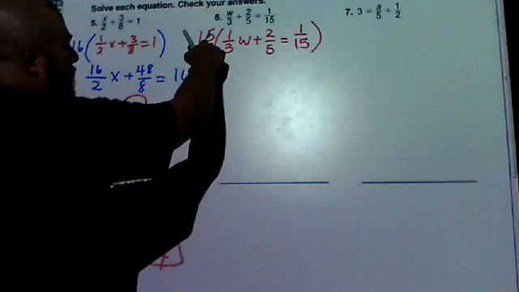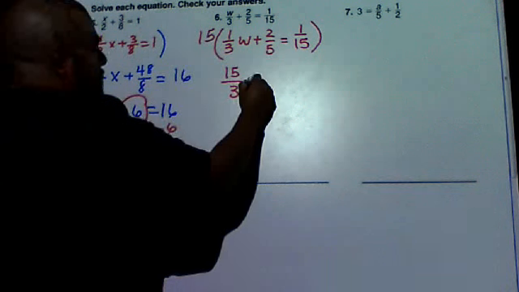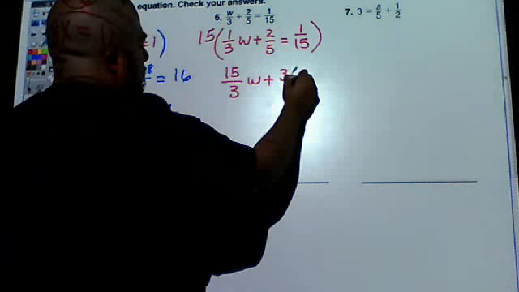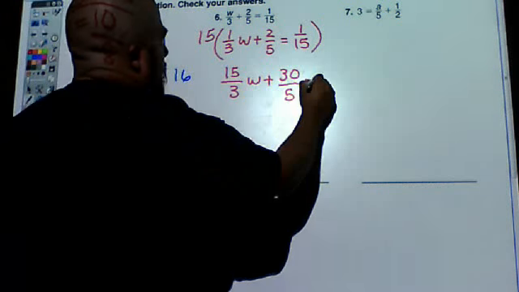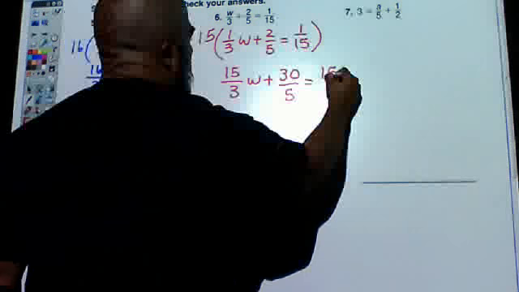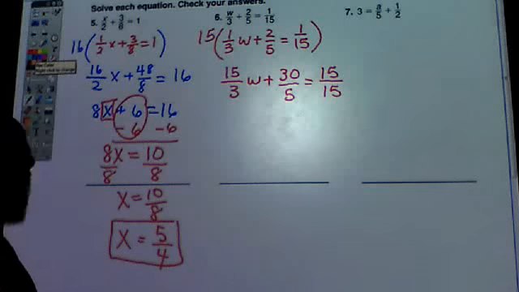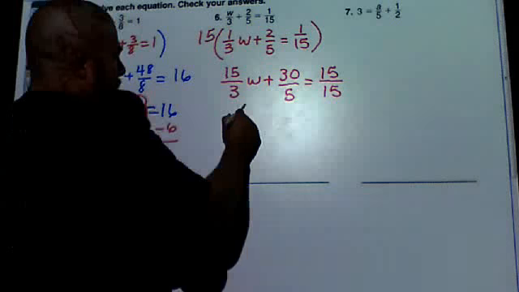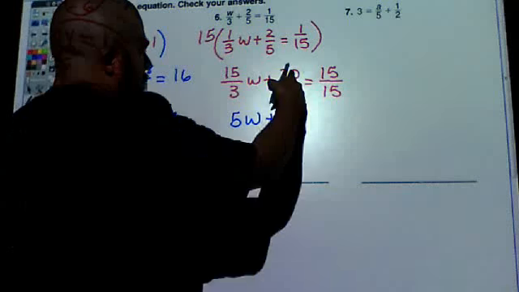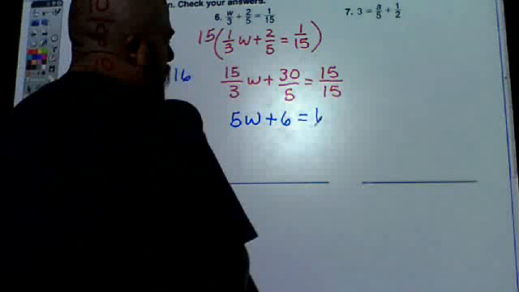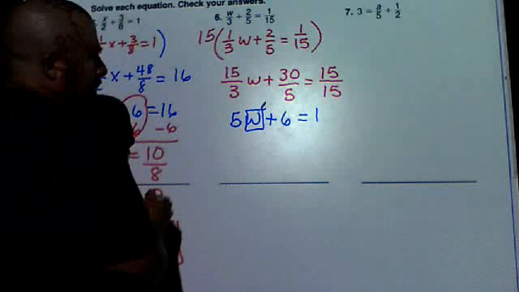15 times 1 gives me 15 over 3w. 15 times 2 is 30 over 5. Then 15 times 1 gives me 15 over 15. Alright, let's reduce it. 15 divided by 3 gives me 5w, plus 30 divided by 5 gives me 6. 15 over 15 reduces to 1, and guess what? We're back to a two-step equation.